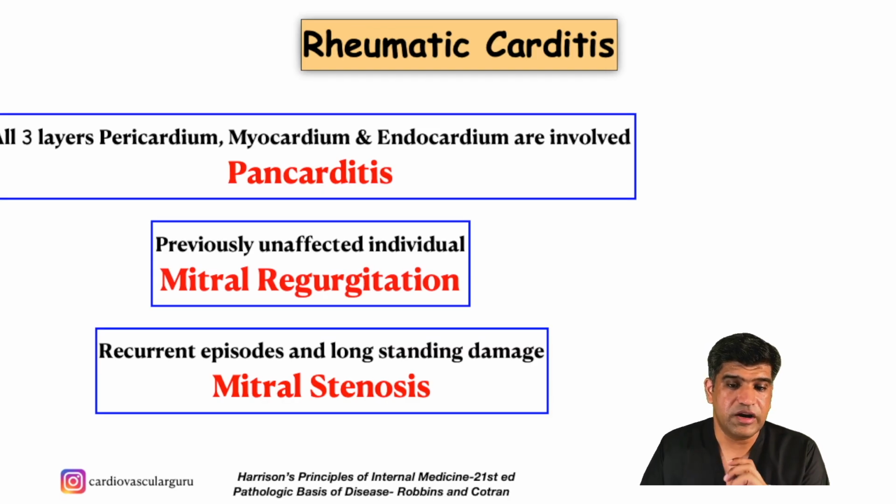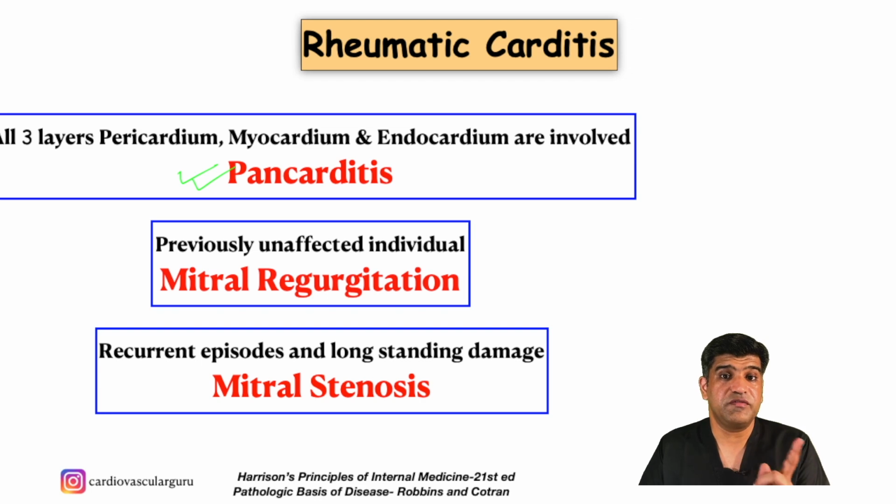Three important points in rheumatic heart carditis. All the three layers of the heart, pericardium, myocardium, as well as the endocardium, all three are involved. Therefore, carditis in rheumatic fever is a pancarditis. If we come across an individual who is not previously affected by the disease process, then the first valvular lesion that comes is mitral regurgitation. Mind you guys, the first lesion in a previously unaffected individual is mitral regurgitation and not mitral stenosis.